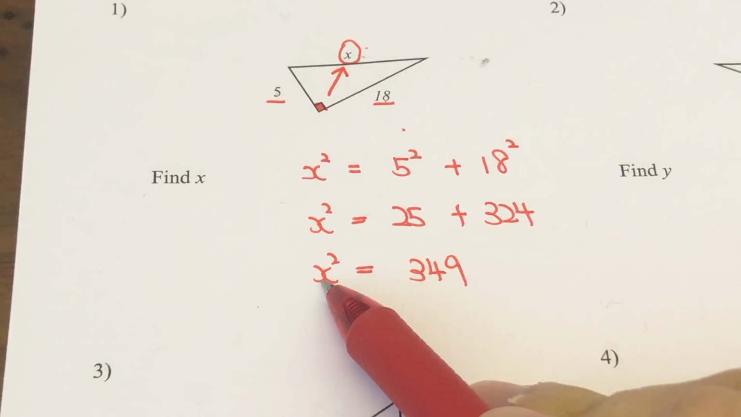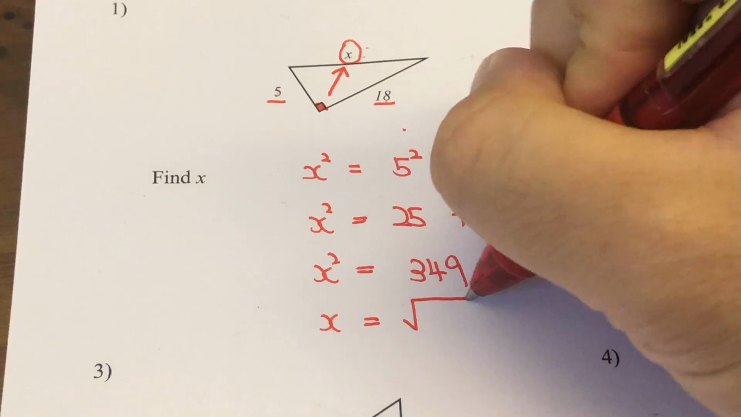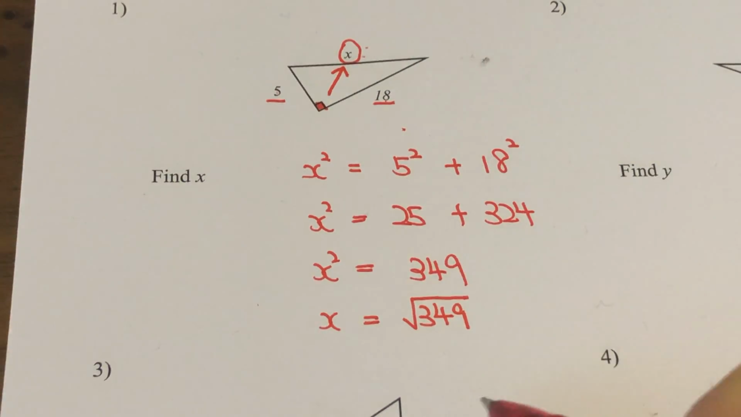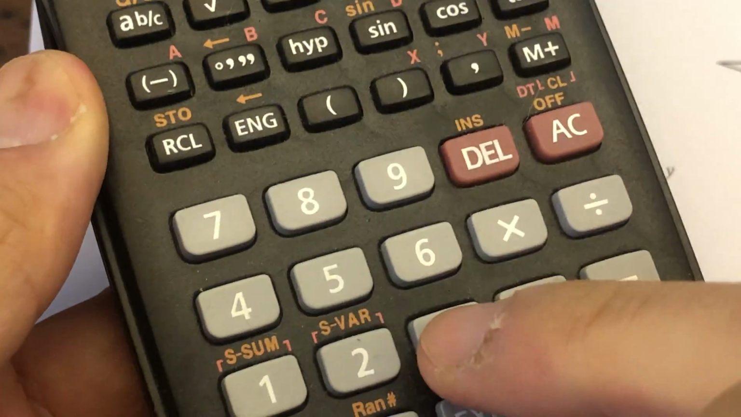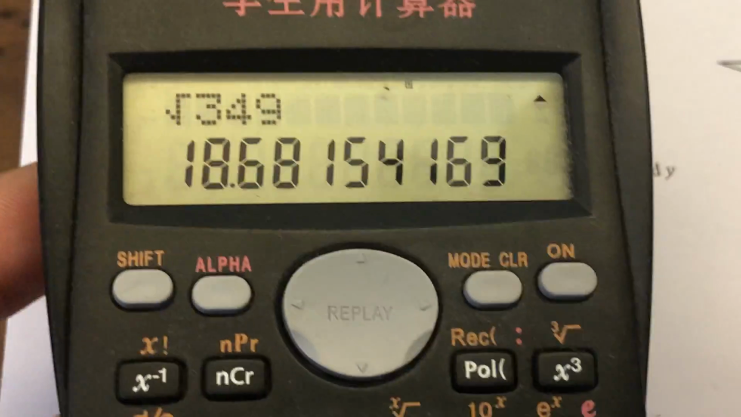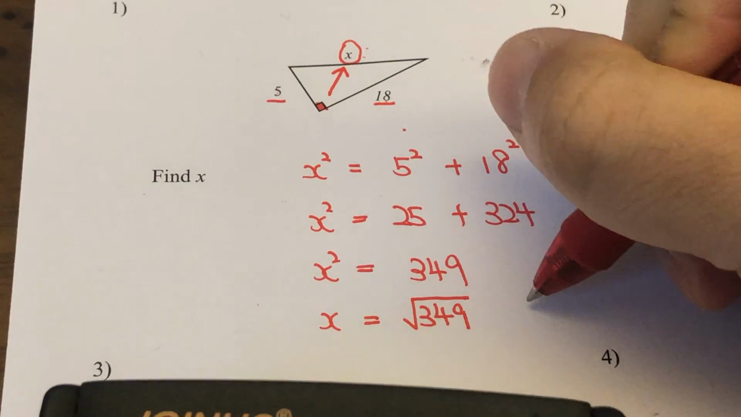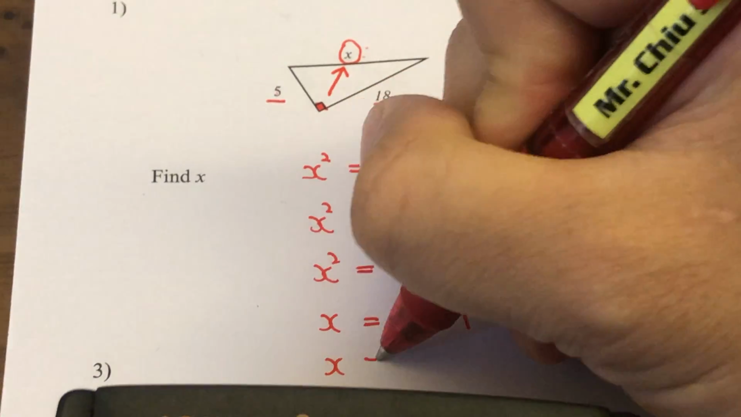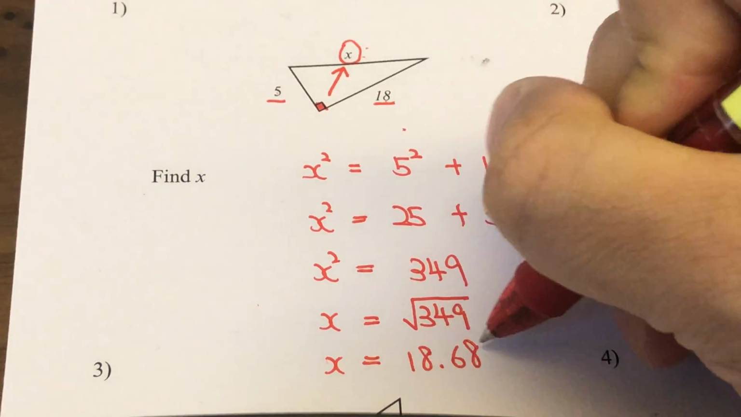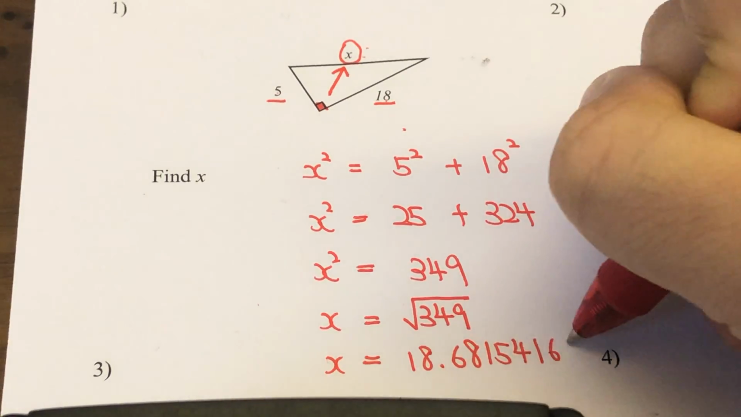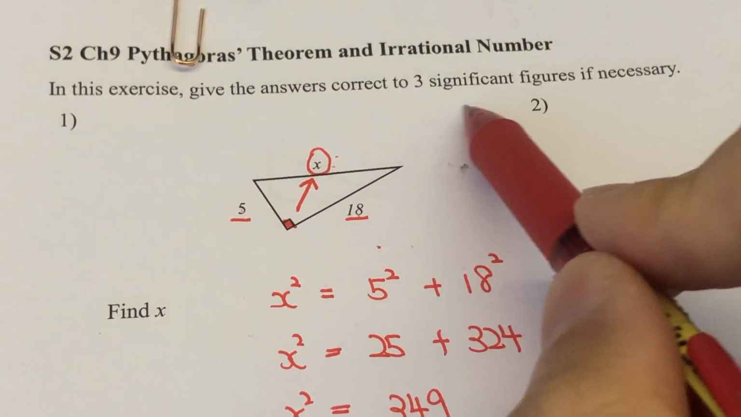And then we want to know what is x. So how to get rid of the square? Simply move it to the other side so that it becomes a square root. So square root, using this button, square root of 349. Oh, we've got this number. x equals 18.68154169. So do you remember that we have to give our answer correct to 3 significant figures?